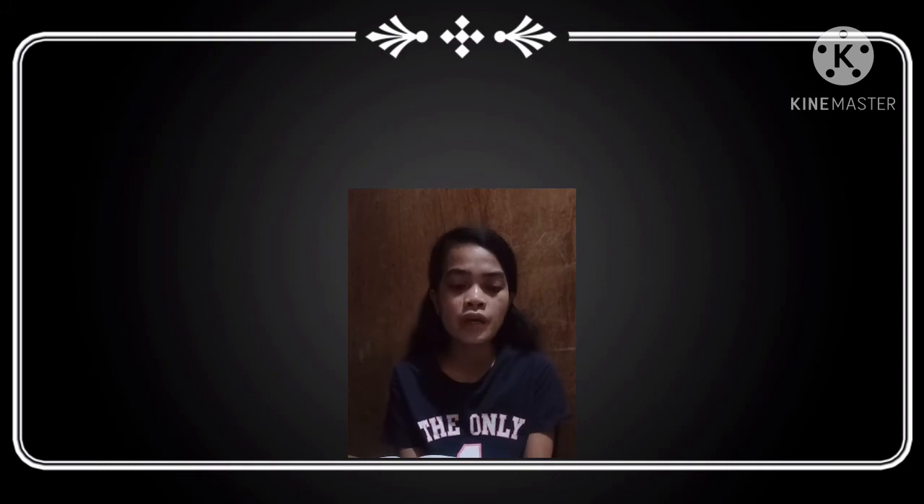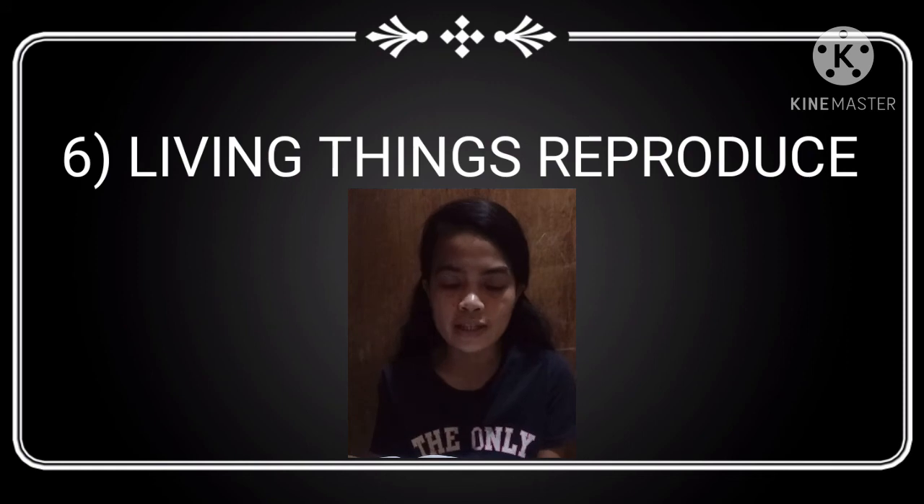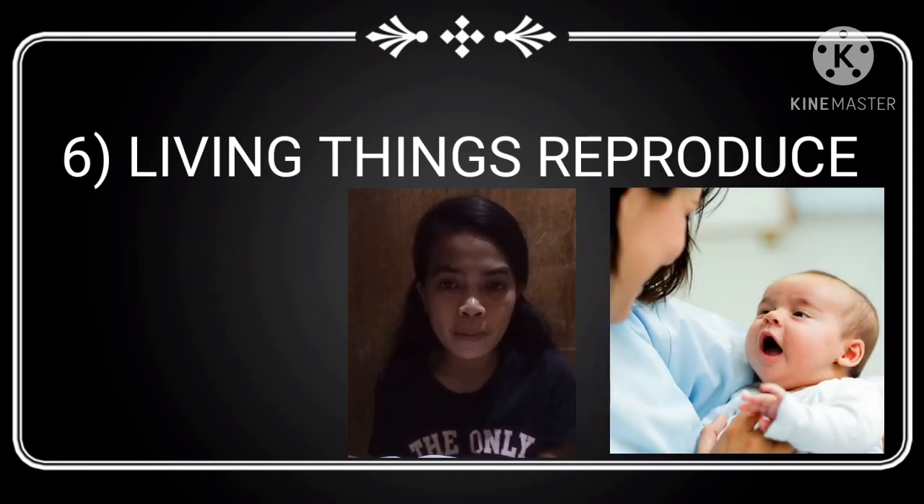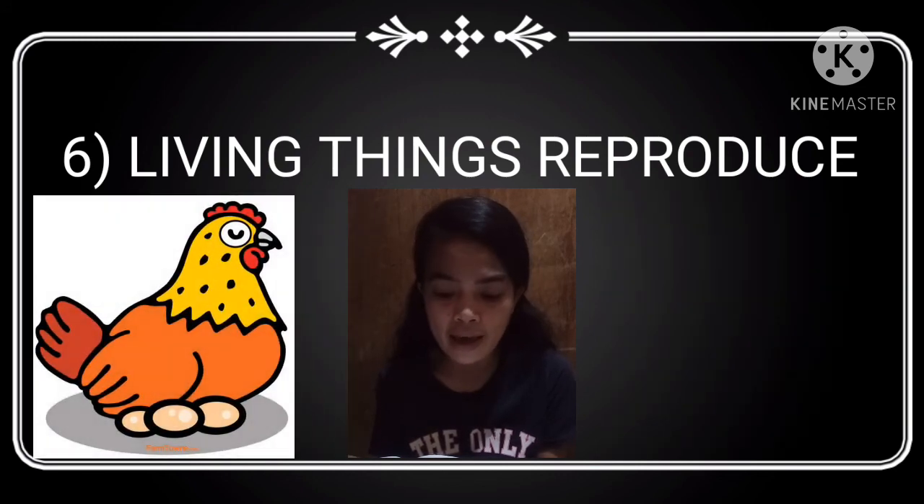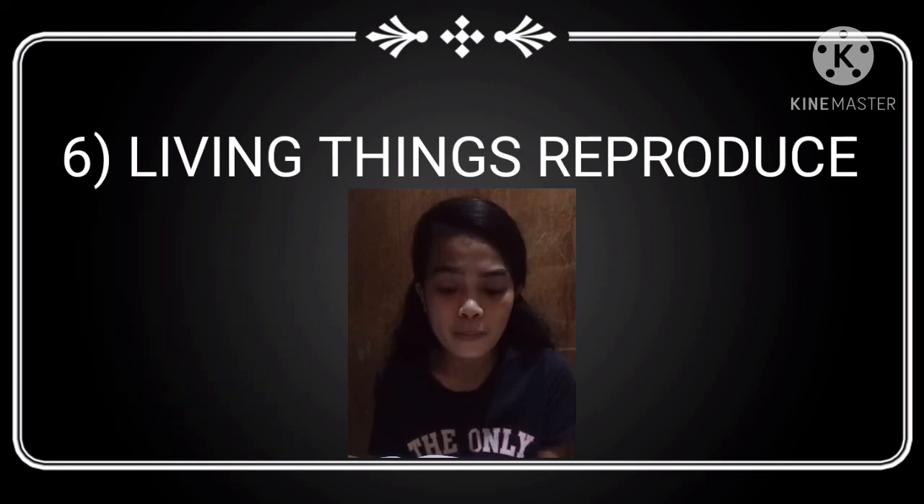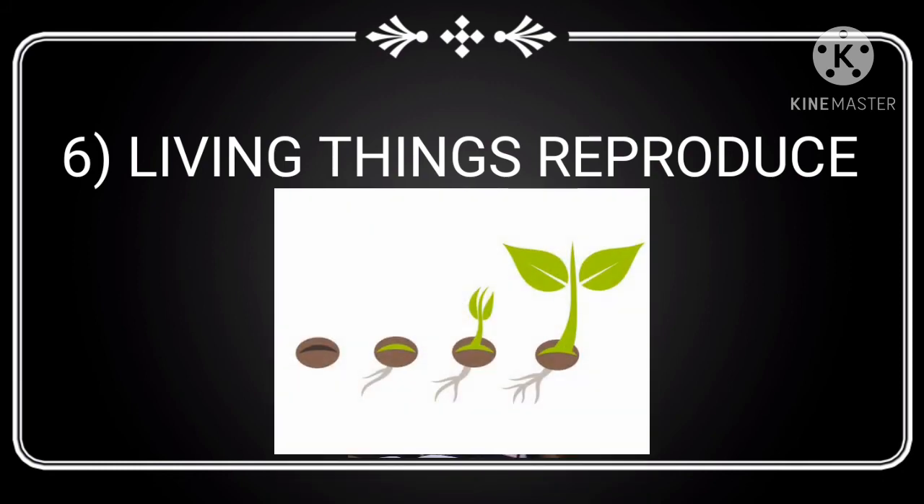Now let's move to the sixth characteristic of living things. Living things reproduce. Living things can reproduce or produce young ones of their own kind. For example, a mother gives birth to a baby. Another one, a mother hen lays eggs and reproduces chicks. And a plant produces seeds that become a new plant.